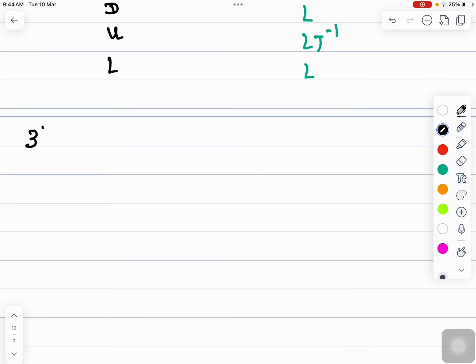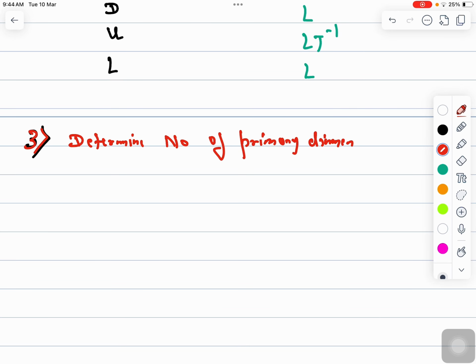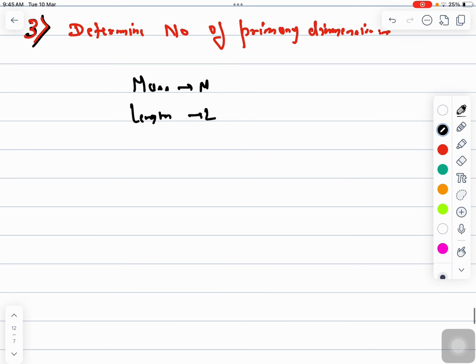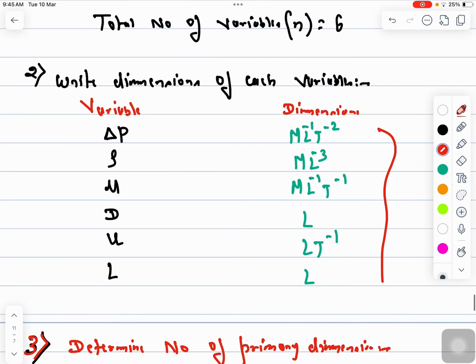So step 3 is to determine the number of primary dimensions. The primary dimensions here we have observed are mass, that is M, then there is length, and then there is time. There is no temperature involved, so we'll skip that also, right? If temperature were there, then there would be 4 primary dimensions, but here there is no temperature involved. That's why we should not write the temperature now.